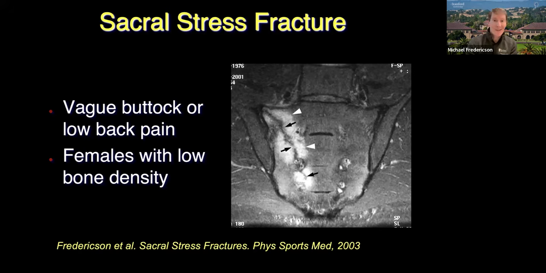You may think it's like a sacroiliitis. But be careful, because really the last thing you want to do is any kind of high velocity manipulation here. You certainly wouldn't want to inject this with corticosteroid. But you're often going to see this, not always, but often in females with low bone density.